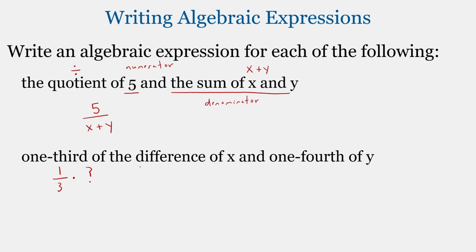Difference, well, that's subtraction. So here we have subtraction. So we're going to take x and subtract 1/4 y. x and 1/4 of y. So for our final answer, we're going to have 1/3 times this difference, x minus 1/4 y. And we can also write this as 1/3 times x minus, and put that 4 in the denominator under the y.